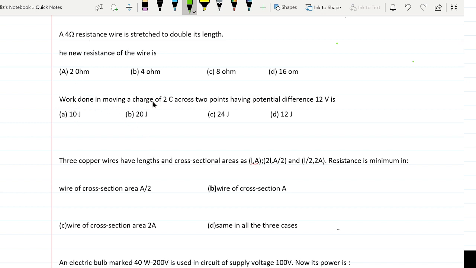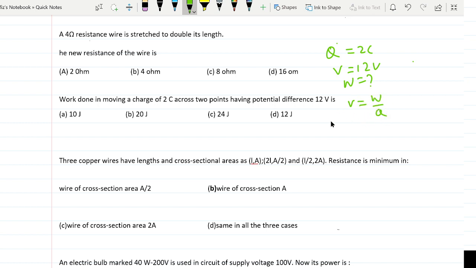Work done in moving a charge of 2 coulomb across 2 points having the potential difference 12 volt. So you can first note down what has been given here. Charge, that is 2 coulomb of charge, and the voltage is 12 volt. So they have asked how much work is done in moving the 2 coulomb of charge between 2 points with a potential difference of 12 volt. Yes, work done is being asked. So we have one equation, V is equal to W by Q.